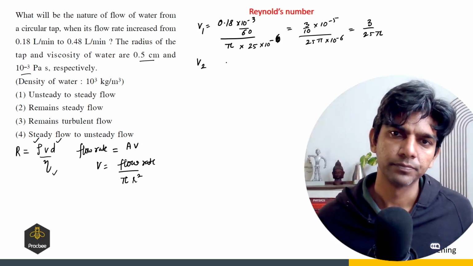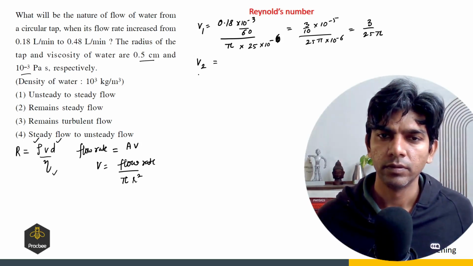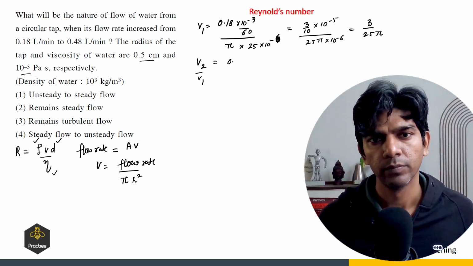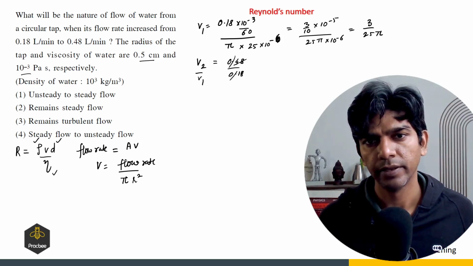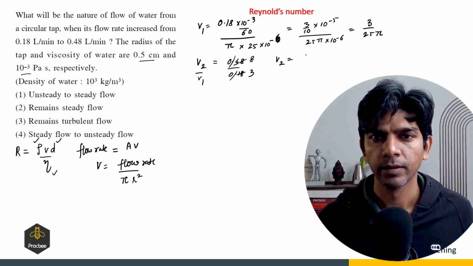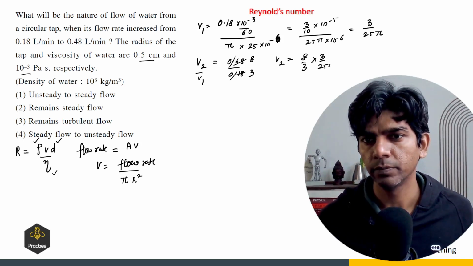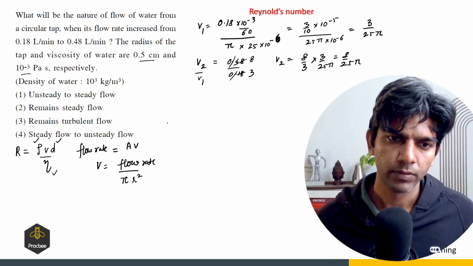Similarly, V2 by V1 will be, everything is same, only the flow rate is changing, right? So V2 by V1 will be 0.48 upon 0.18. That will be 8 by 3. So V2 will be 8 by 3 times V1. That will be 3 upon 25 pi, which will be 8 by 25 pi. So we got the velocities, right?